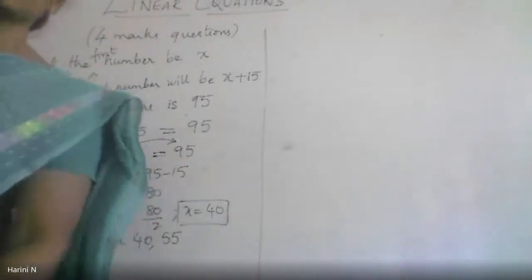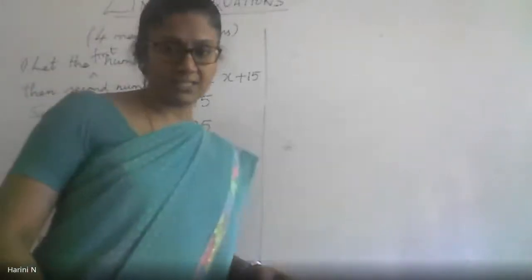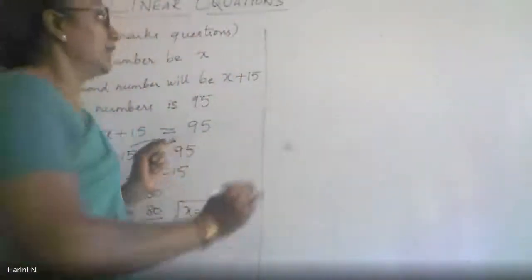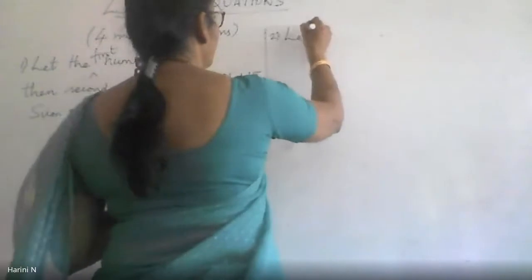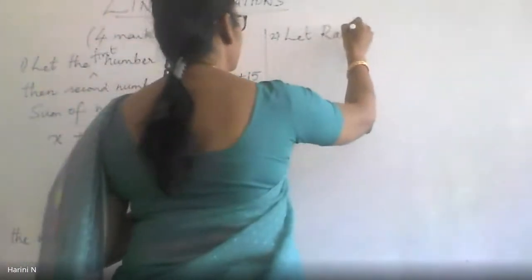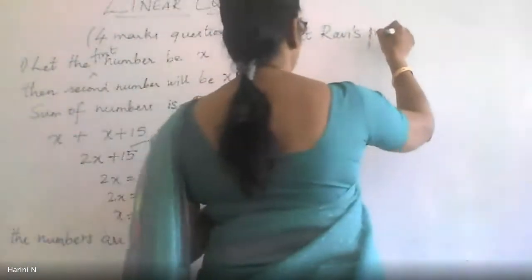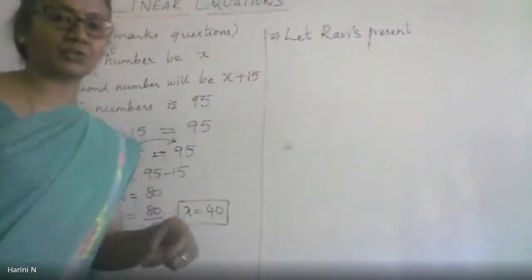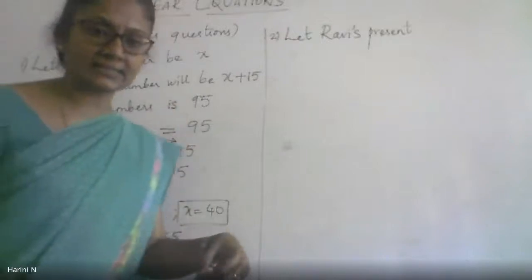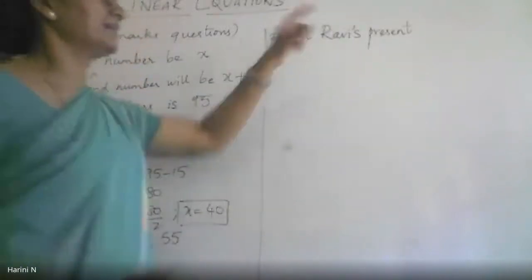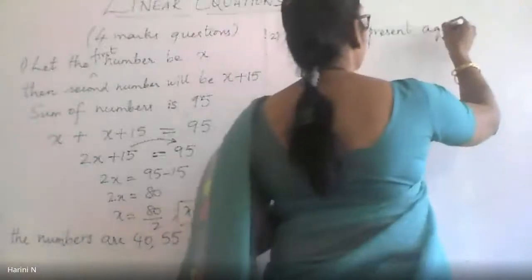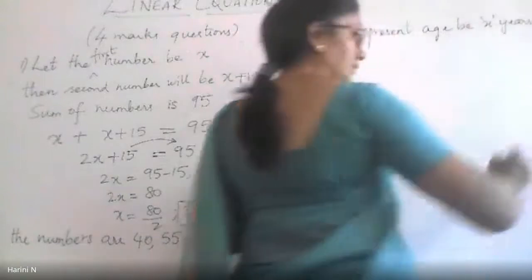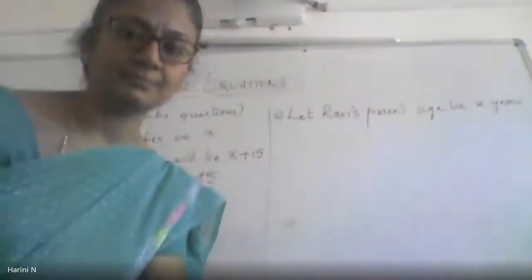So what is asked will always be assumed as the variable. Because Ravi's present age is asked, we will assume let Ravi's present age be. That is how you start a problem. When a question is posed, you assume that itself as your variable. What is Ravi's present age is asked. So what we will do? Let Ravi's present age be X years. That's how you start the problem.